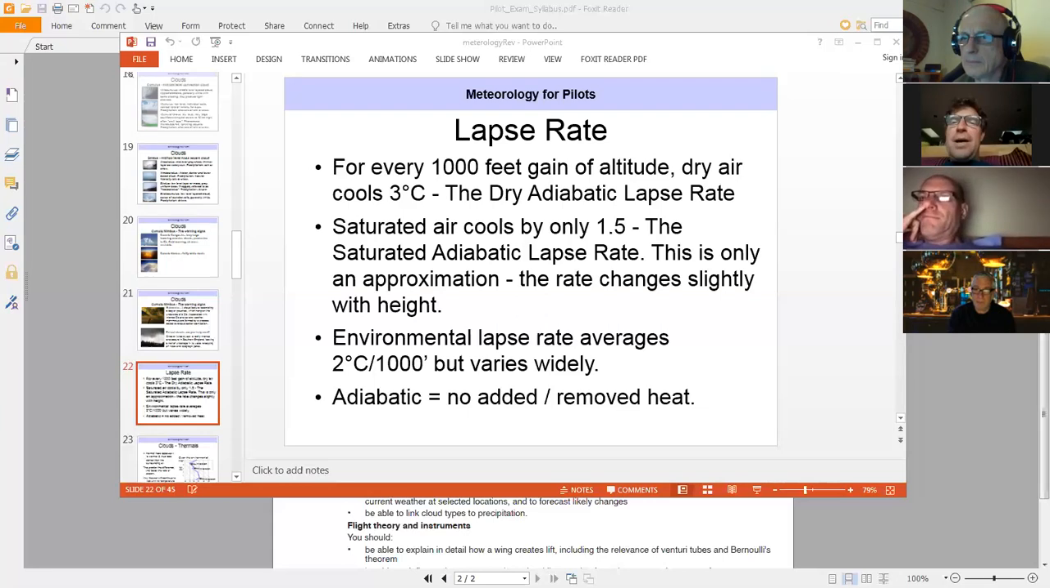And it's assumed it does that. It just cools at 3 degrees per 1,000 feet. Literally, regardless of what else is going on, it cools at 3 degrees per 1,000 feet. Around it being 2 degrees drop per 1,000 feet.